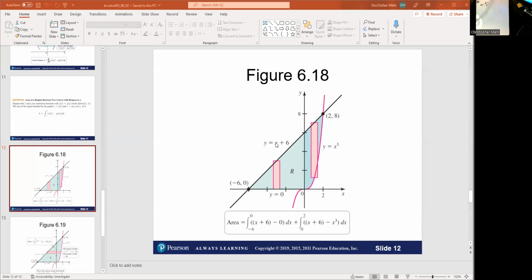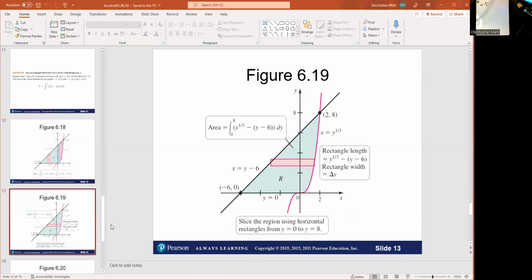And I would have to set x plus 6 and x cubed equal to each other to figure out where that is. But on that piece, the upper curve is the line x plus 6, and the lower curve is the cubic x cubed. And so on that piece, that region is the integral from 0 to 2 of x plus 6 minus x cubed dx. So I could do it that way. Or I could look at it in the other direction.